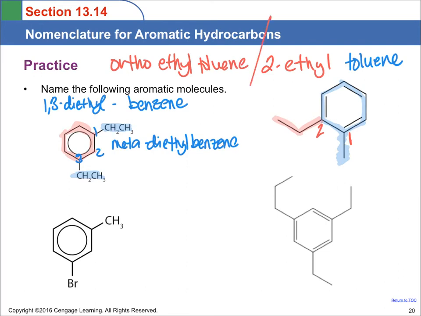Next example, again, we've got benzene. We do have a methyl group, so what we actually have is toluene. In this case, we can put the bromine on 3. So we would have 3-bromotoluene. If we wanted to use the ortho-meta-para, 1,3 is meta, we'd have meta-bromotoluene.